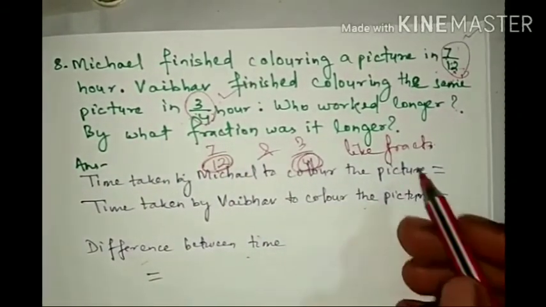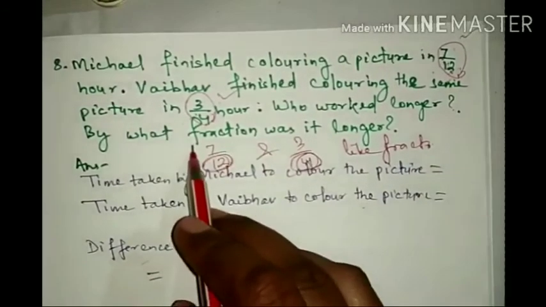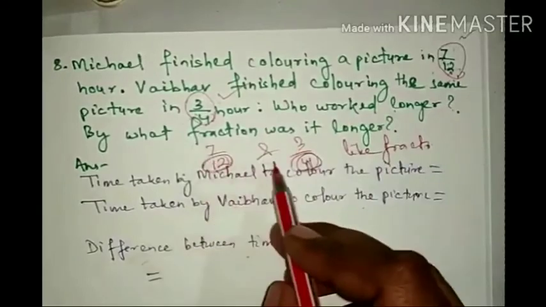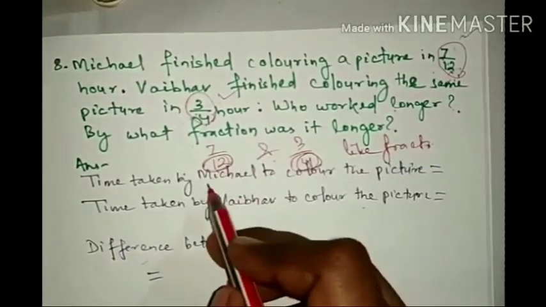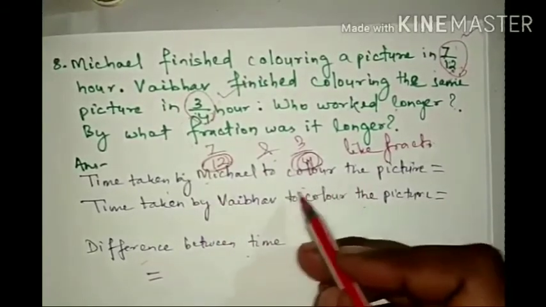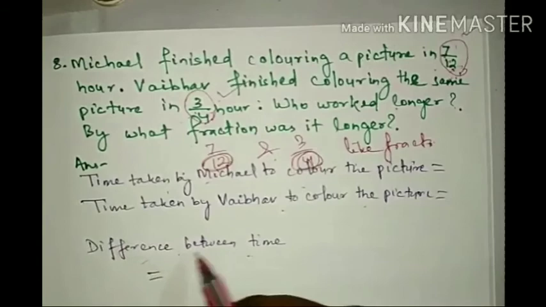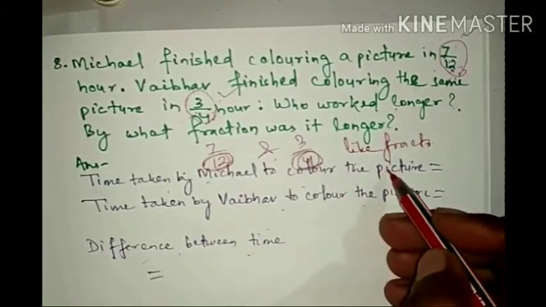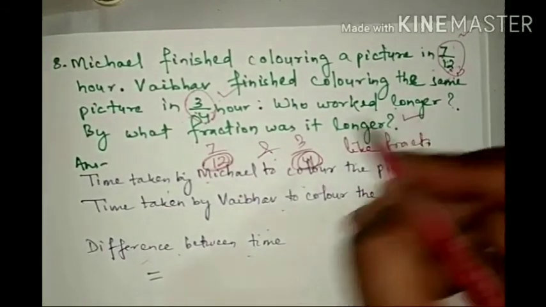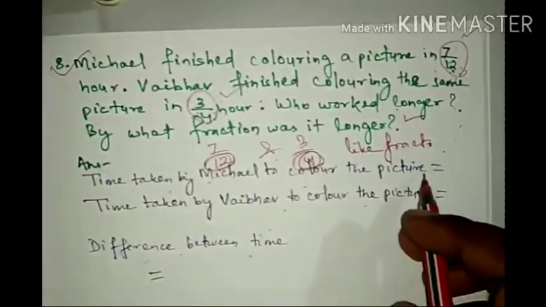So you have to subtract the lesser time from the greater time, greater time minus lesser time, and you will get the difference, meaning by what fraction it was longer. This question is like number 7 question, so this one you will do by yourself.